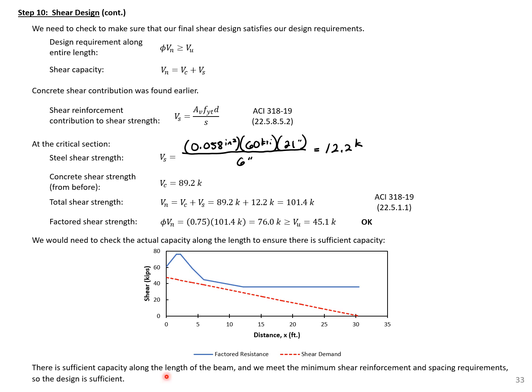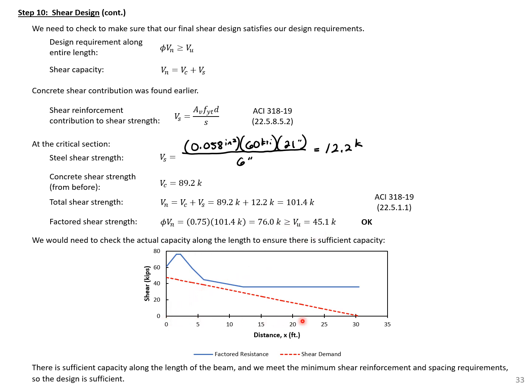We can plug in that 12.2 into our VN, so add that 12.2 to our VC to get our total shear strength of 101.4 kips. And then we'll factor it, so take that times 0.75 and compare that to our V sub U. So we can see that our phi times V sub N equal to 76 kips is greater than our V sub U equal to 45.1 kips.